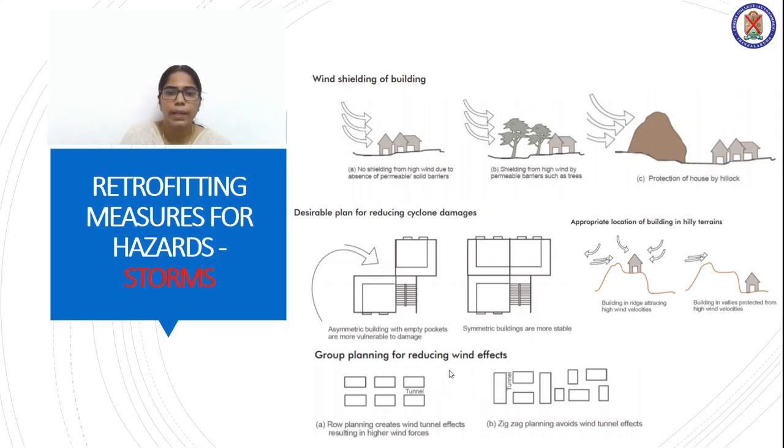And the group planning can reduce the effect of the storms. If the buildings are in a row pattern, which creates a more wind tunneling effect, which results in higher damage, compared to a zigzag planning, which will reduce the damage and will not create a wind tunnel effect.